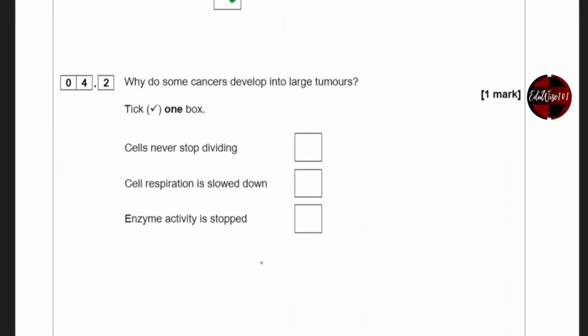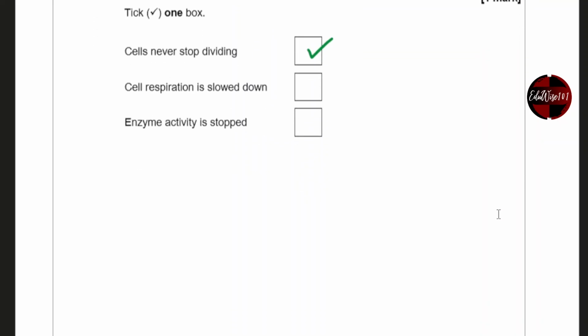Why do some cancers develop into large tumors? Now, if it develops into large tumors, that's mainly because the cells never stop dividing. Right? The reason it becomes a large tumor is that the cell never stops dividing. Now, you could have two types of cancer. So let's make a quick note of it.